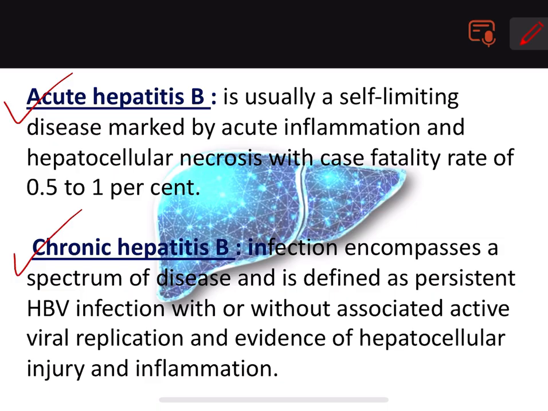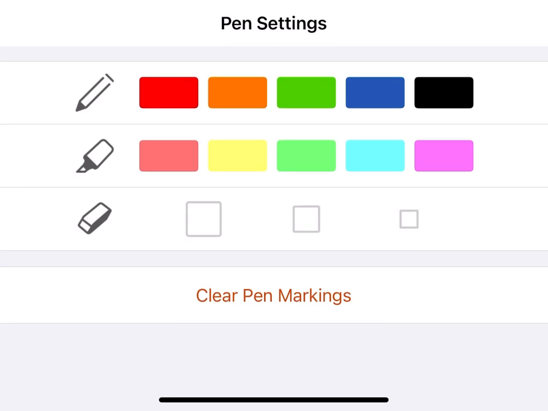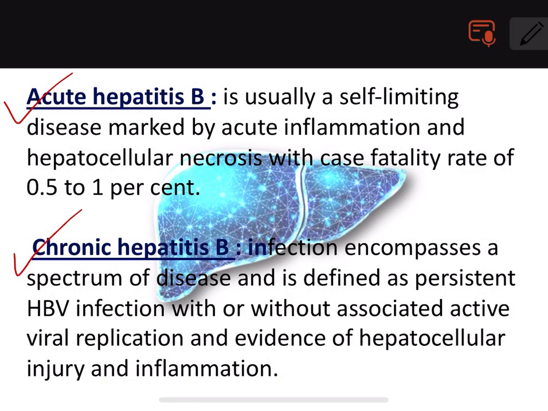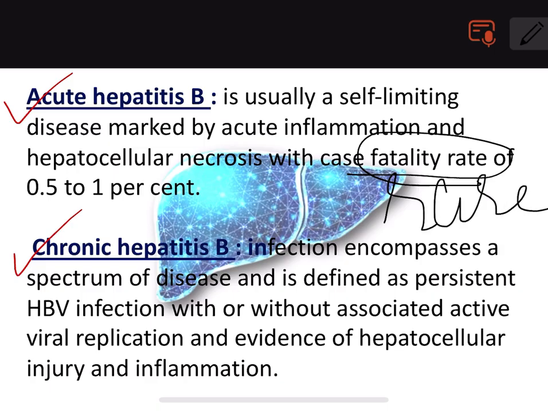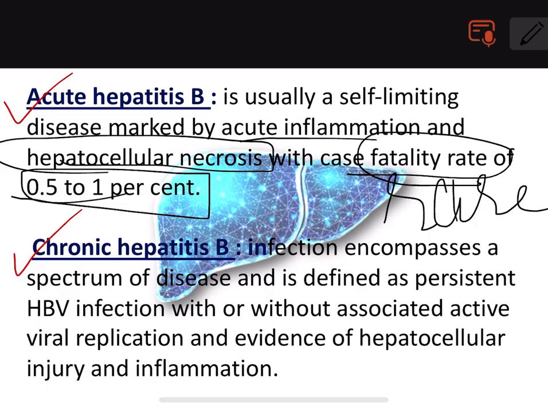It is marked by acute inflammation of the liver, and there is hepatocellular necrosis, with a case fatality rate of 0.5 to 1%. Like I told you in the previous slide, the fatality rate is very low. Very rarely can death occur. Deaths are very rare, seen in only 0.5 to 1% of cases. And there is acute inflammation. Hepatocellular necrosis is seen in cases of acute hepatitis B.